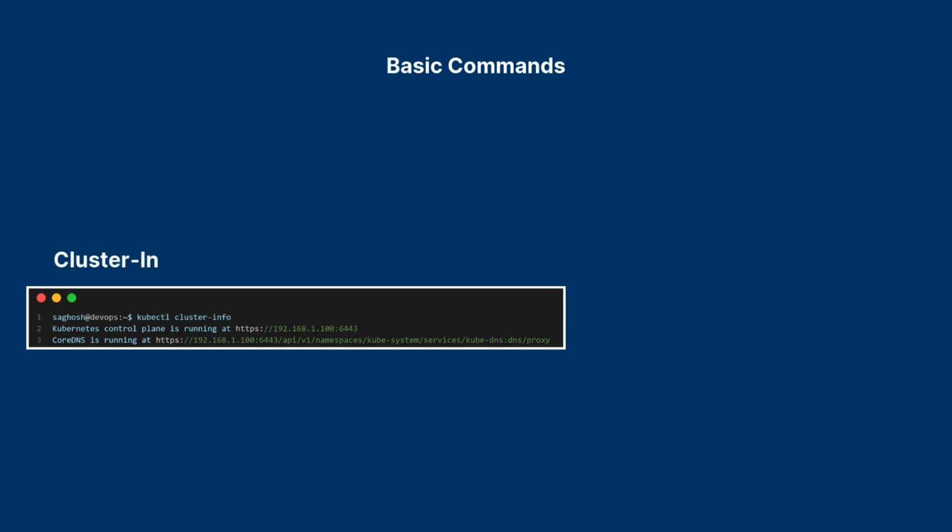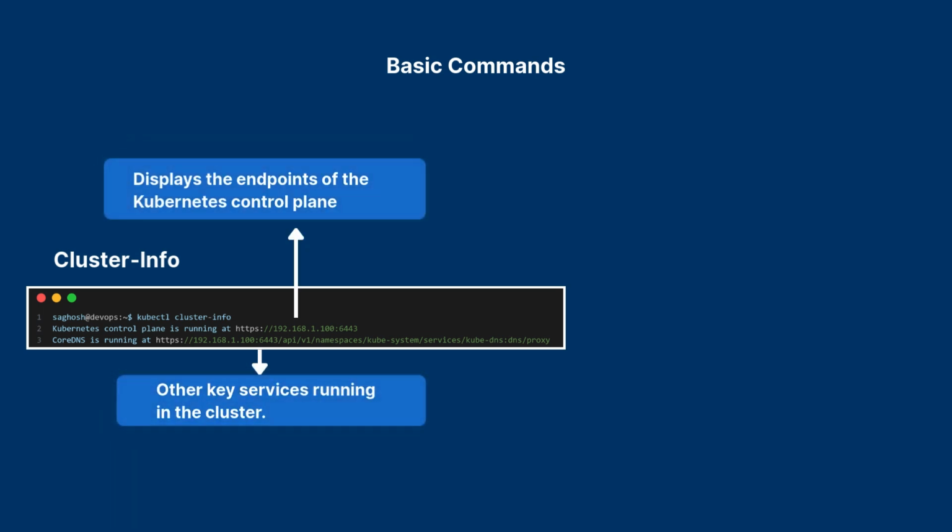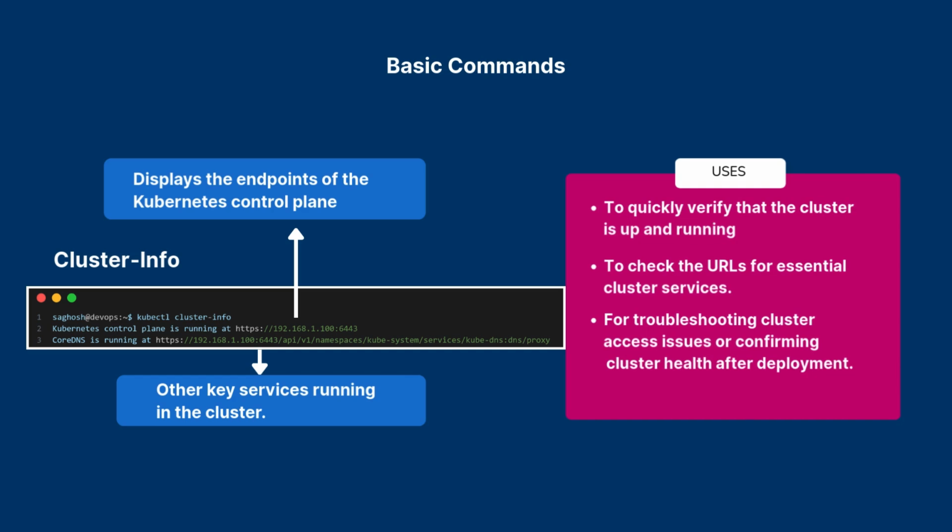The next command that we have is kubectl cluster-info. So the kubectl cluster-info command displays the endpoint of the Kubernetes control plane and other key services running in the cluster. It tells you where the cluster is accessible and gives you an overview of the core components like DNS. We use this command to quickly verify the cluster is up and running and to check the URLs for essential cluster services. It's useful for troubleshooting cluster access issues or confirming cluster health after deployment.